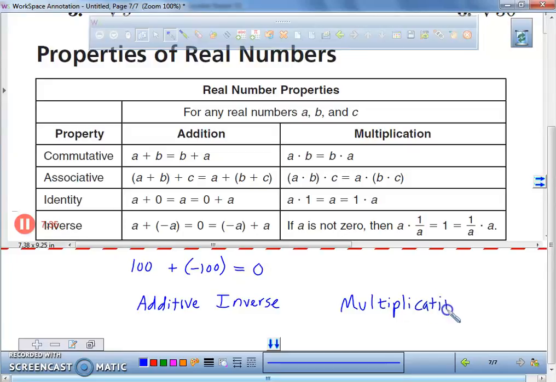Multiplicative inverse. My board was kind of wigging out there. All right. So the multiplicative inverse is any number, give me a number, any number, 2, times its inverse, which is 1 over 2, equals 1. Any number times its inverse, all right, is equal to 1. That's referred to as the multiplicative inverse.